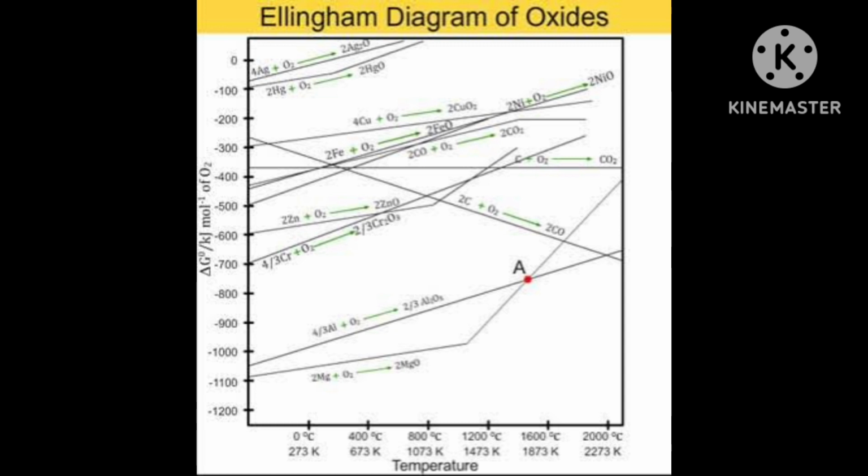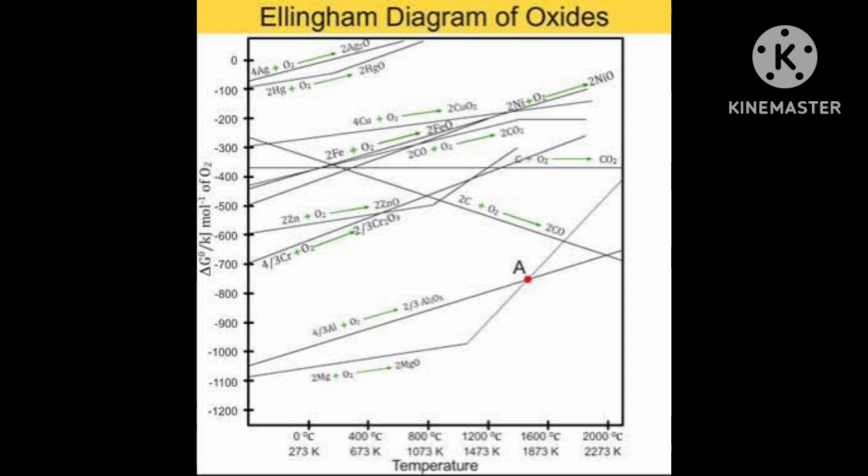And the other two relations I already told you: delta G is equal to delta H minus T into delta S, and standard delta G is equal to minus RT ln K. The important criterion I told you is that delta G must be negative at a given temperature. Delta G means Gibbs energy. There are a few points I want to tell you about the Ellingham diagram.